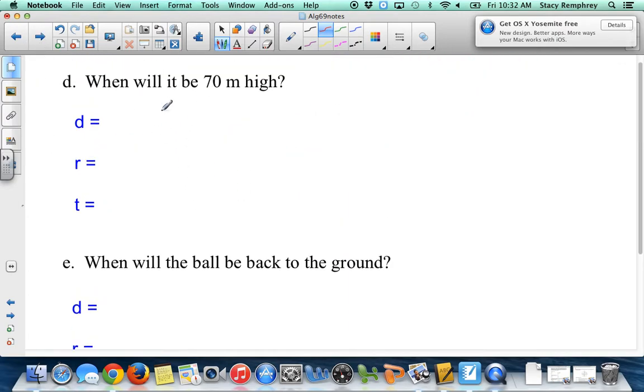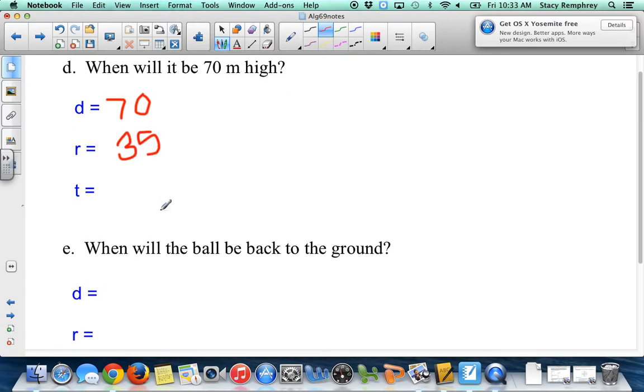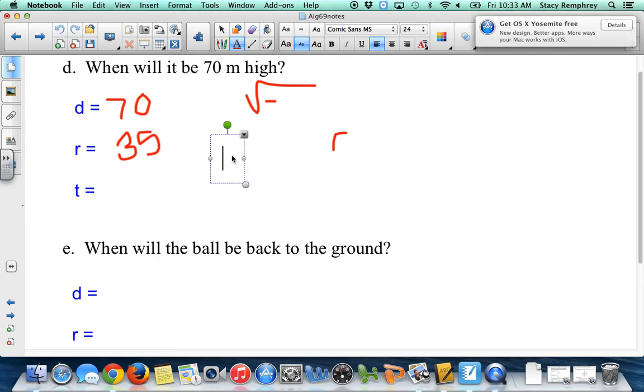For the 70 meters, you're going to do the same thing. We're going to have 70, 35, and you'll solve there. With this one, what's going to happen is you're going to get a negative under the square root. That means it never gets that high. It's easier for me to type that.